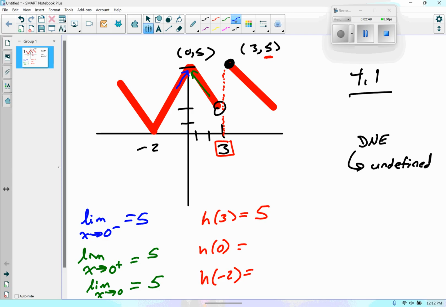When we go to h at 0, here's 0 right here. So you take this on up. h at 0 happens to be the same thing as the limit. And that can happen from time to time. And then h at -2 is this right here. So h at -2, the y component is at 0.